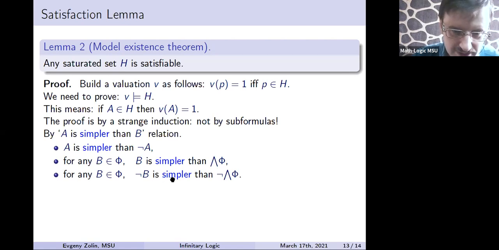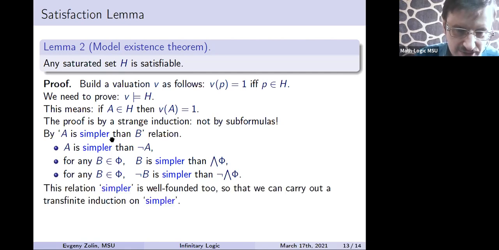It is not a subformula, of course. Only B is a subformula. But we can introduce this notion: not B is simpler than phi. And this, like the usual relation A is a subformula of B, is well-founded. So we can carry out transfinite induction on that relation. And this relation is again well-founded, and we can carry out transfinite induction on this relation.